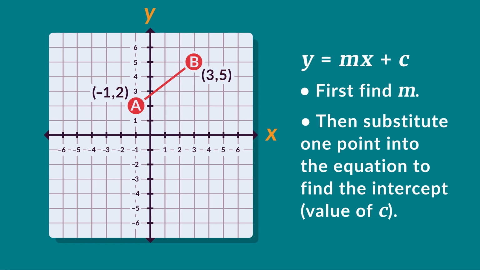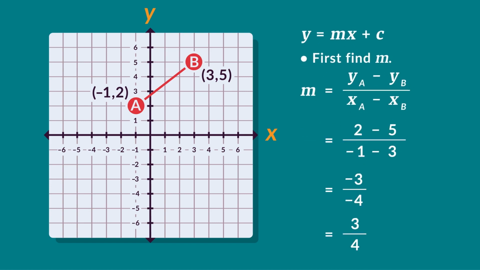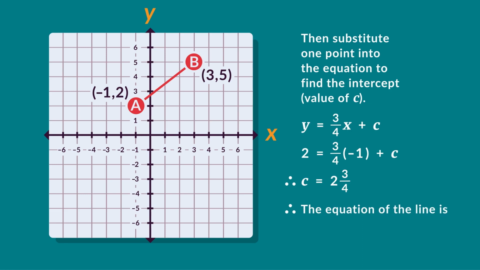Let's work through an example. Given coordinates A (-1, 2) and B (3, 5) on a straight line, find the formula of the line. The first step is to calculate the gradient, m. The value of m is 3/4. Then substitute 1 point into the equation to find the intercept, or the value of c. The value of c is 2 3/4. So the equation of the line is y equals 3/4 x plus 2 3/4.